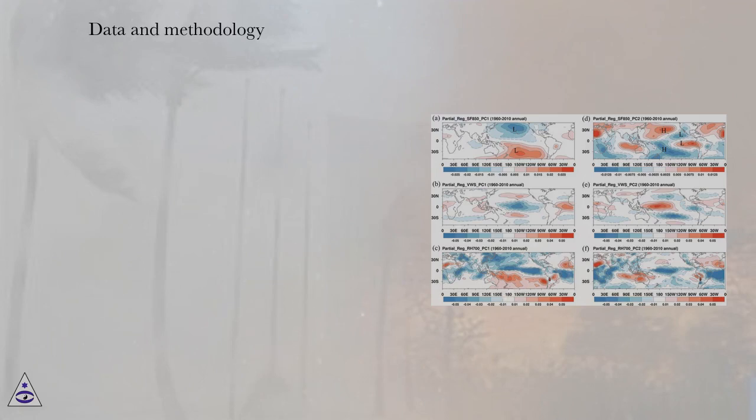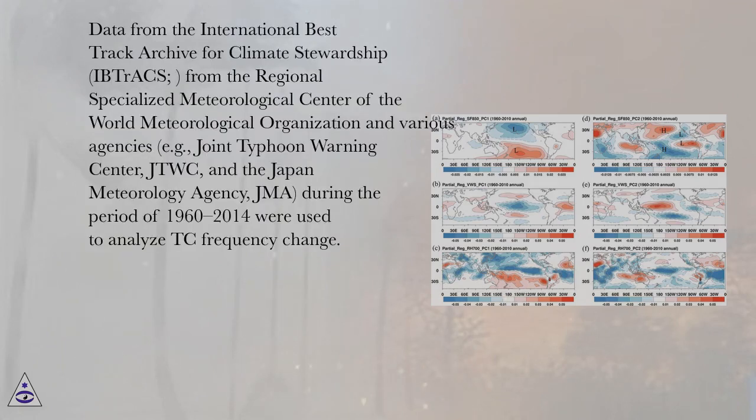Data and methodology. Data from the International Best Track Archive for Climate Stewardship, IBTrACS, from the Regional Specialized Meteorological Center of the World Meteorological Organization and various agencies, for example, the Joint Typhoon Warning Center, JTWC, and the Japan Meteorological Agency, JMA, during the period of 1960 to 2014 were used to analyze TC frequency change.